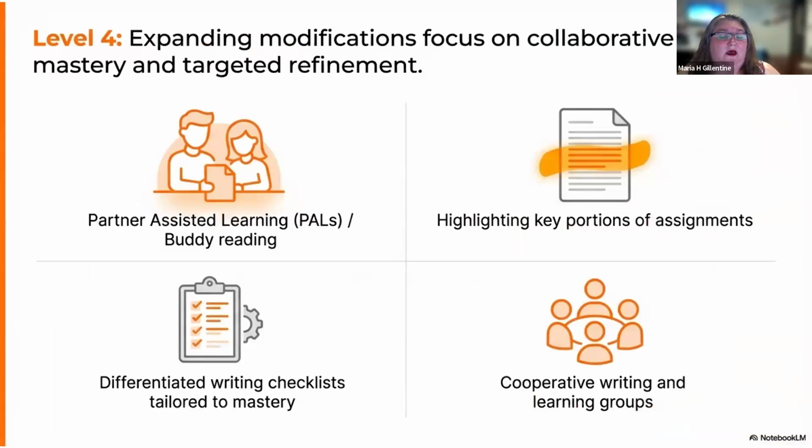So some of the modifications at the expanding level focus on refinement, collaboration, and mastery. Examples here would include partner-assisted learning, buddy reading, highlighted sections of assignments, differentiated writing tasks, cooperative writing, and mastery learning groups. Another highly effective strategy at this level is the use of instructional conversations.